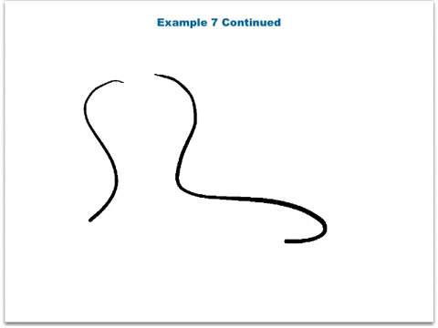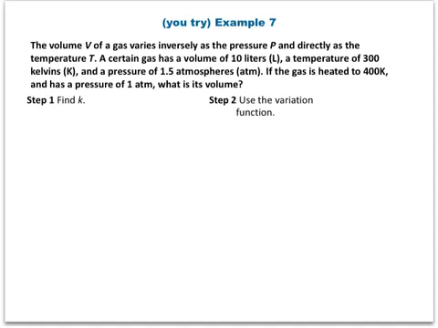Okay, blank slide. You can doodle with that one. Okay, you try with this one. Volume of gas V varies inversely as the pressure and directly as the temperature. So volume inversely as pressure, directly as temperature. K goes right there. Okay, so go ahead and finish it.